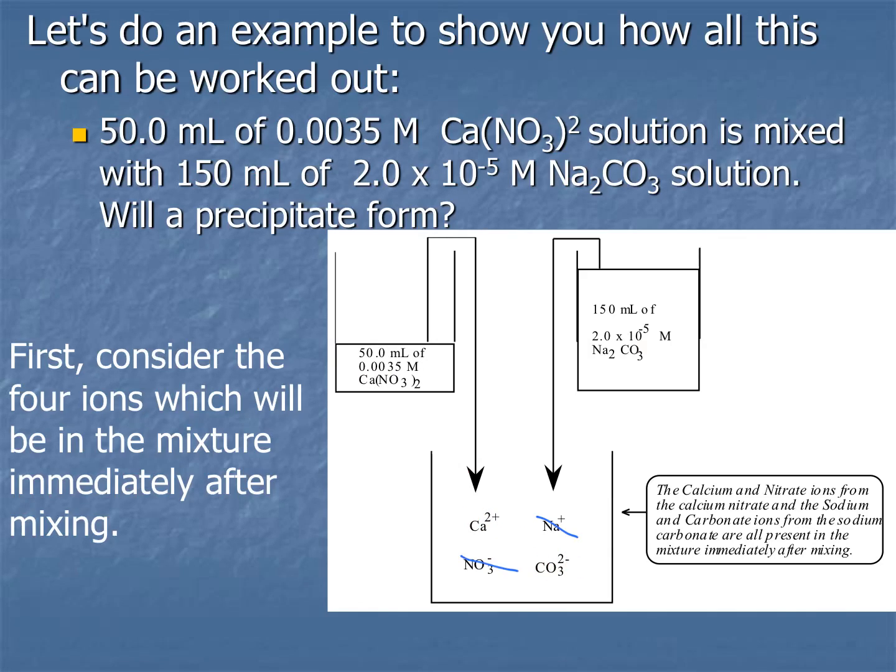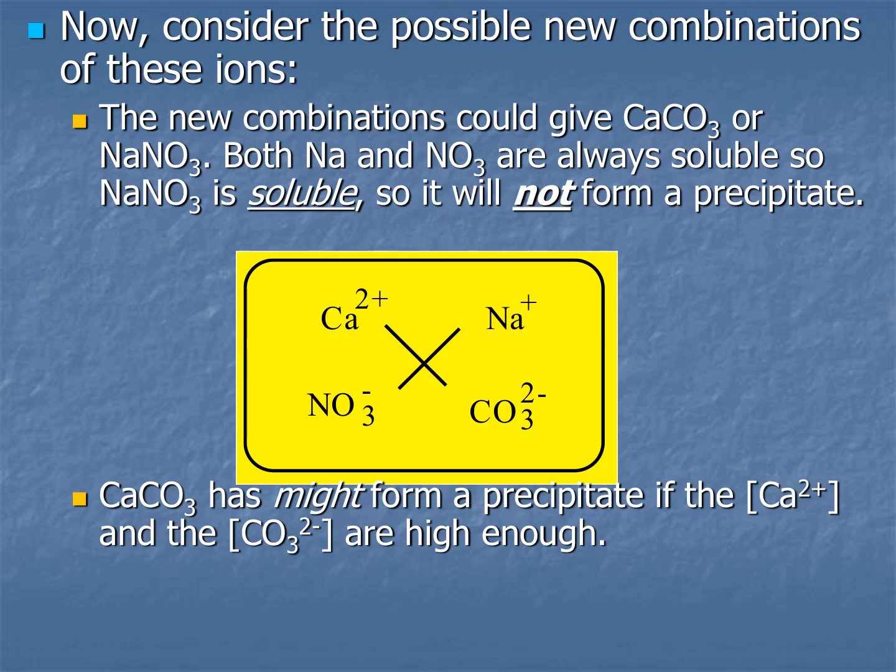At some point, these do. They're considered of low solubility. What we need to know is, do these concentrations affect whether or not a precipitate will be formed. Is this enough calcium and is this enough carbonate that when combined, a precipitate will form? So we know that the Na and the NO3 are always soluble. That's how we got rid of the Na and the NO3. And we know that that will not form a precipitate. The calcium and the carbonate might form a precipitate based off if their concentrations are high enough.